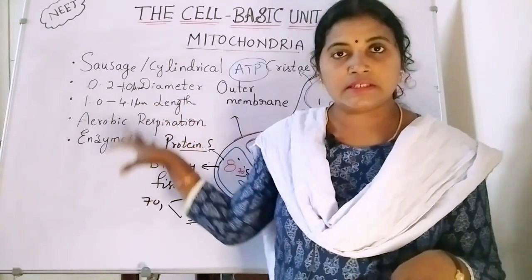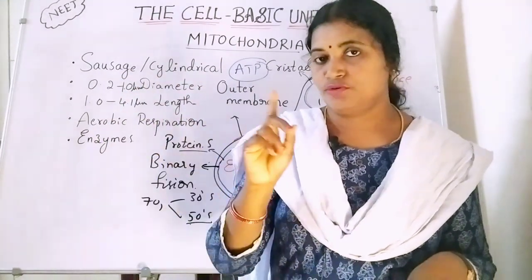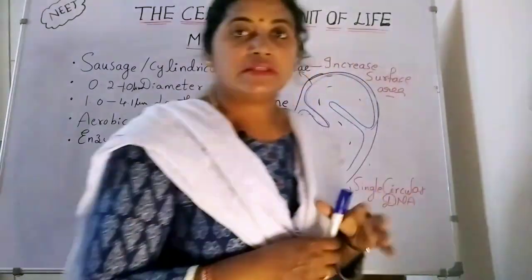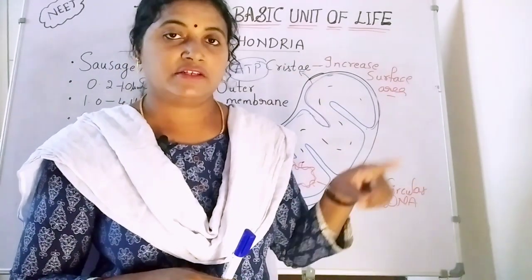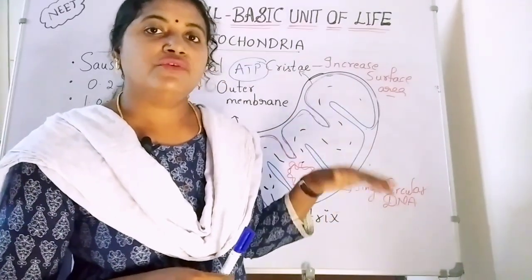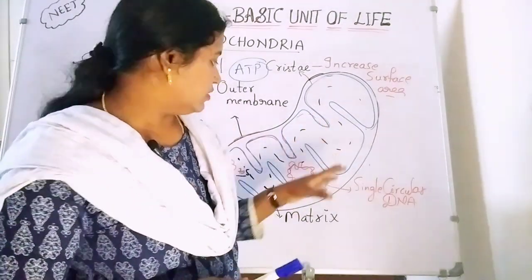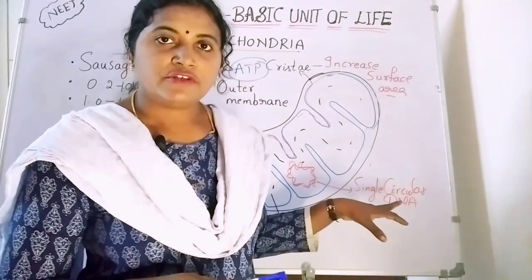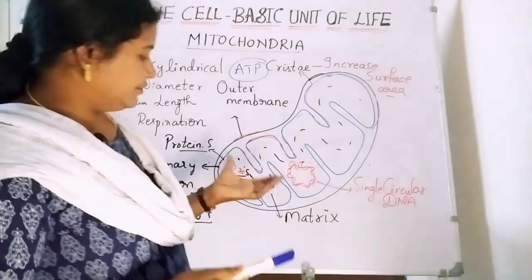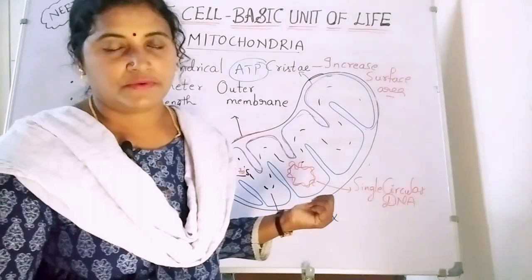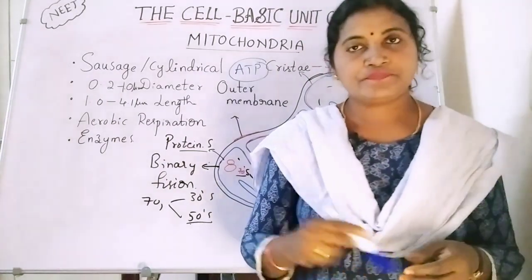Briefly, these are the key points. Mainly the shape; the number varies depending on the function; and the structure is double membranous, with an outer membrane and an inner membrane forming finger-like folds. These infoldings are known as cristae, responsible for increasing the surface area. It also contains single circular DNA for the division of the mitochondria by binary fission, and it contains 70S type ribosomes responsible for protein synthesis. That is all about the mitochondria.